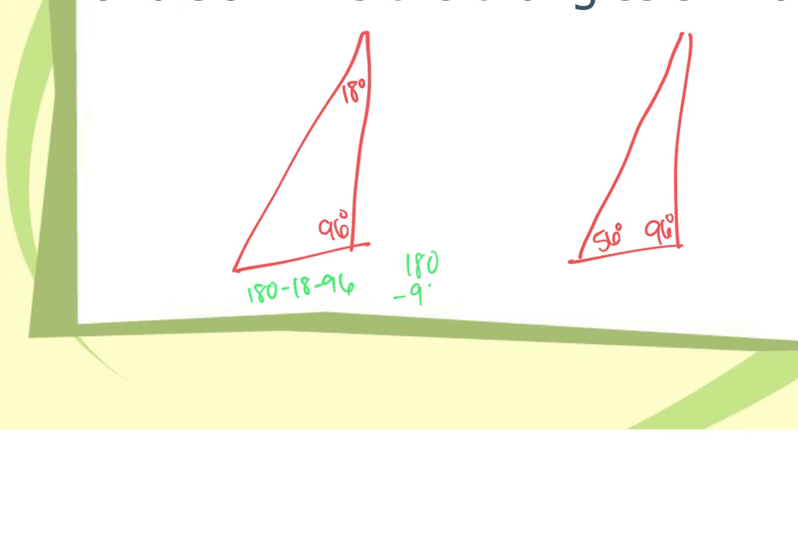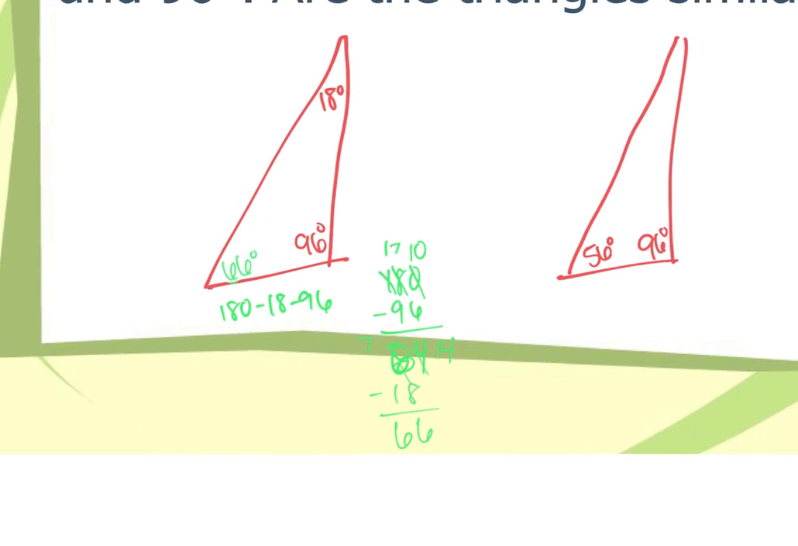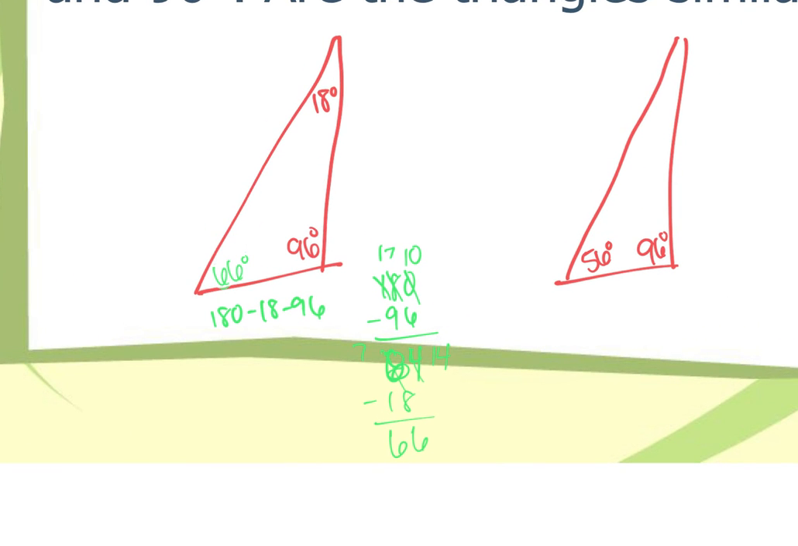180 minus 96. Borrow. This becomes a 7. This becomes a 10. This is going to be 4. Oh, we can't do that. So borrow again. 17 minus 9 is 8. 84. Did I not subtract 18? The answer is 84. 180 minus 96 is 84. Minus 18 is 66. Okay, so that angle is 66 degrees once I subtracted correctly.